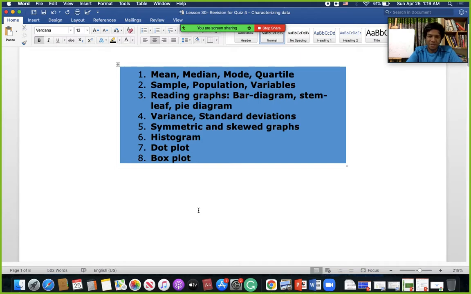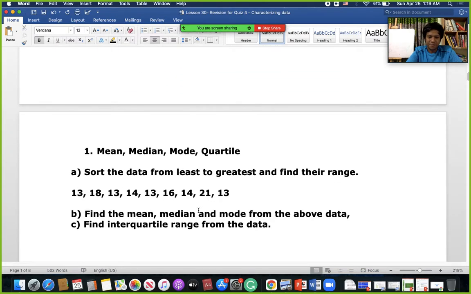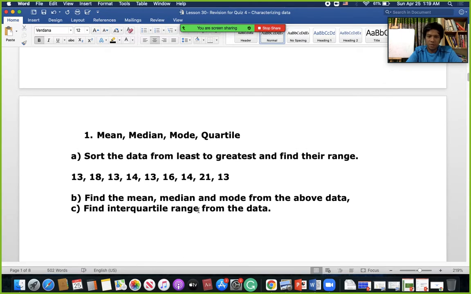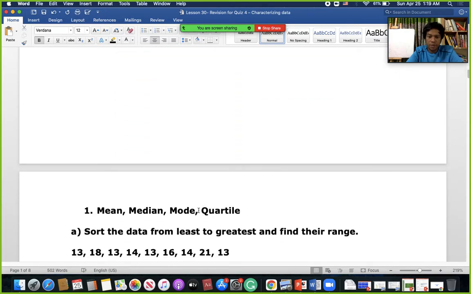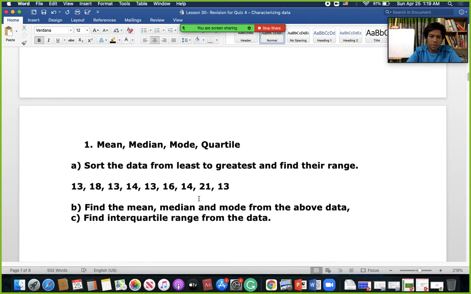So first question is related to mean, median, and quartile. Some numbers are given, random numbers. First of all, you have to arrange them, sort them from least to the greatest, and then find their range. So the first one is a pretty easy question. Then find mean, median, and mode from this data. Find out the interquartile range from the data.